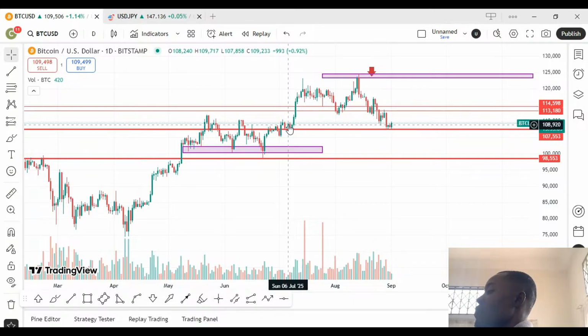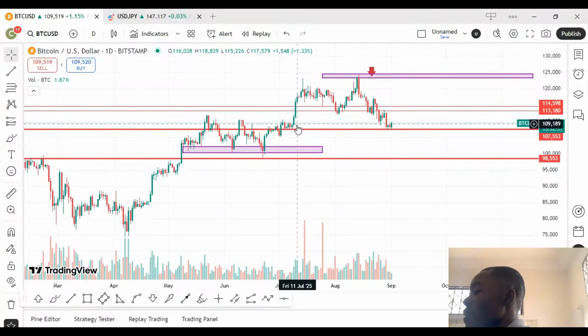Sorry, not a resistance. What do you call it? A support area. We all know support and resistance are actually a particular market price, while a demand zone or supply zone is a zone where the market is likely to buy or likely to sell. And then an order block is actually where the market was bought or was sold.